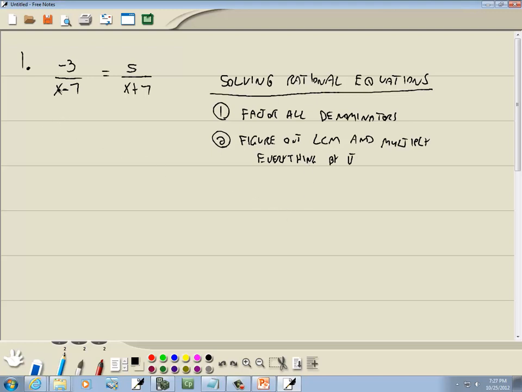So let's do that. I'll start with my first factor, the x minus 7, and I'm looking for the greatest number of x minus 7s in any single denominator. There's 1 here, there's none here. So the greatest number is 1. I go to my next factor, the x plus 7. There's none here, there's 1 here. So the greatest number of x plus 7s in any single denominator is 1. So this is our LCM, and this is what we'll multiply our fraction on the left side by, and we'll multiply the fraction on the right side by it.